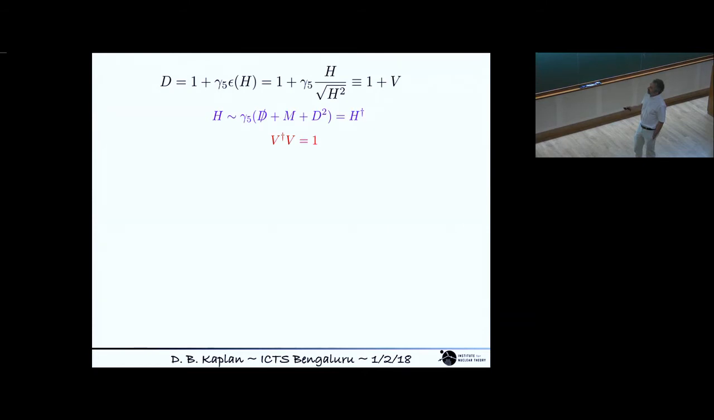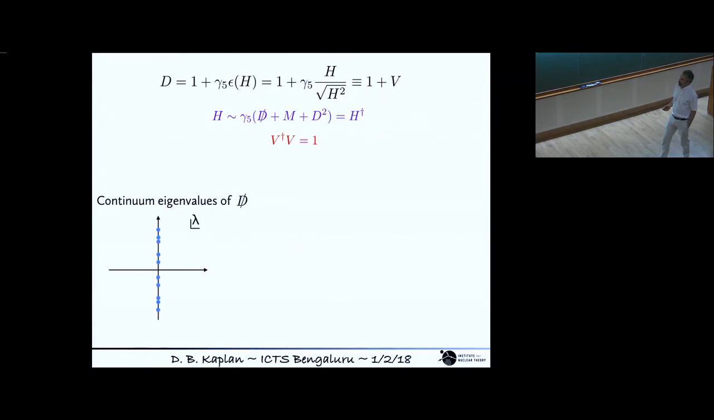H is roughly what you would expect from the Hamiltonian of a 5-dimensional Dirac theory where you have this extra Wilson term. So it looks like gamma 5 out in front instead of gamma 0, and then d slash plus m plus d squared. And this is a Hermitian operator. And so if I look at this object over here, if I call that V, you can easily see that V dagger V is 1. So it's 1 plus a unitary matrix.